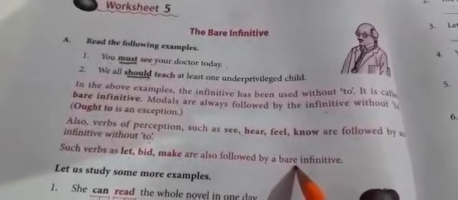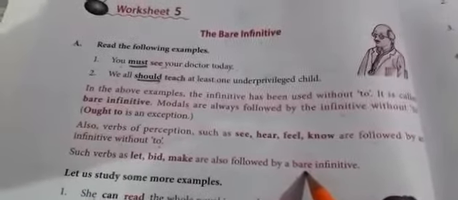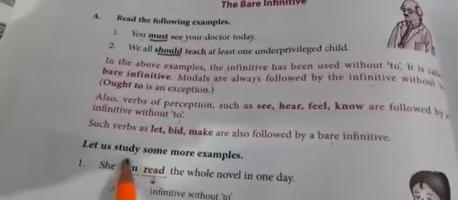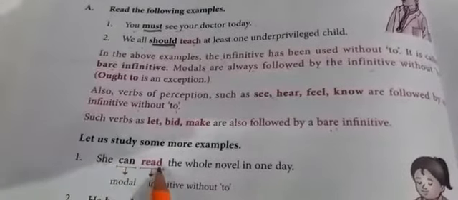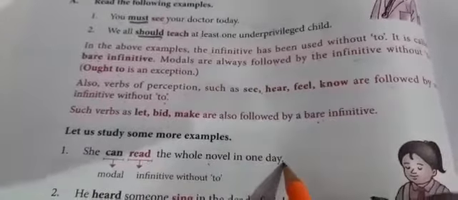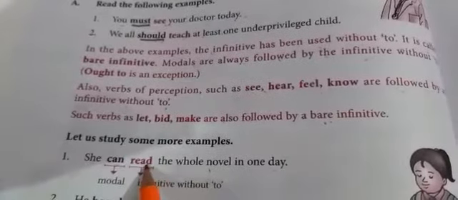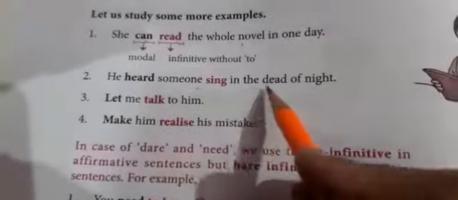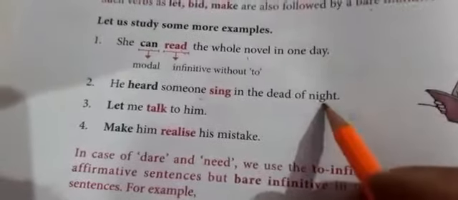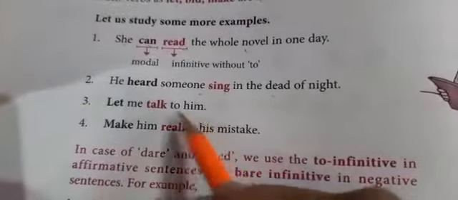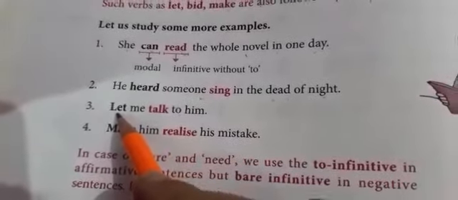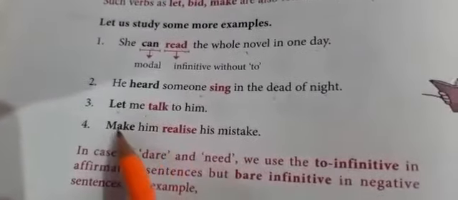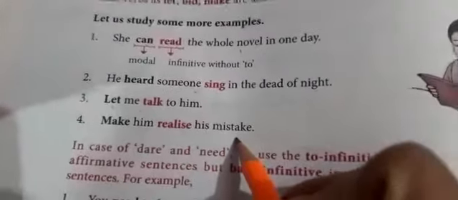And you know it very well: the bare infinitive is when we use the verb without to. Here are examples. She can read the whole novel in one day. Can is a modal, and read is the infinitive. He heard someone sing in the dead of night. Let me talk to him. Whenever we have let in the sentence, we don't use to before the verb.